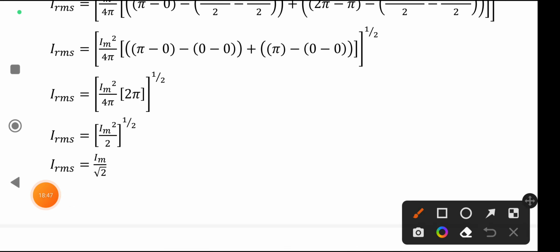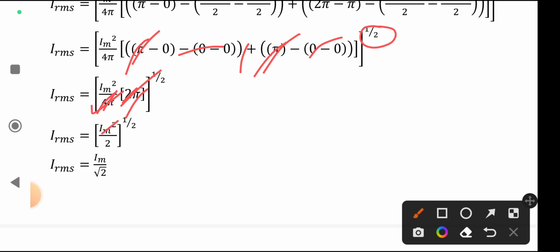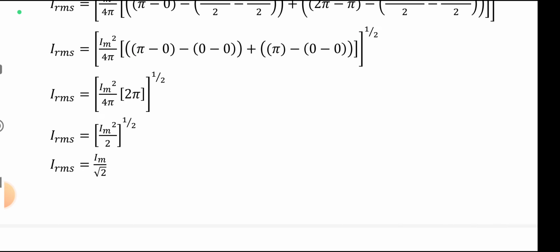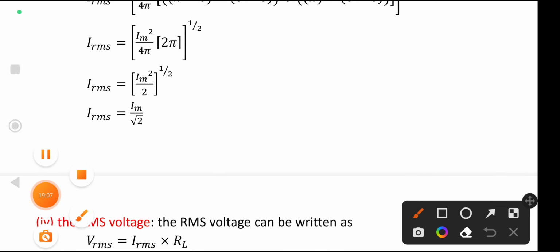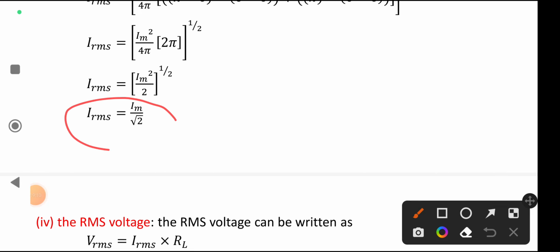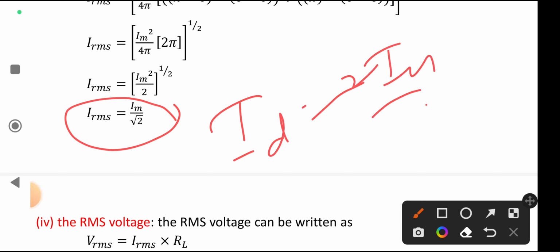Now IRMS is equal to, so we don't forget the earlier writing, pi plus pi, remaining all are zeros. So pi plus pi becomes 2 pi. Here pi cancels, 2 ones are 2, 2 twos are 2. Then we get Im square by 2, whole power 1 by 2, and finally Im by root 2. So the IRMS value is Im by root 2, and the IDC value is 2 Im by pi.